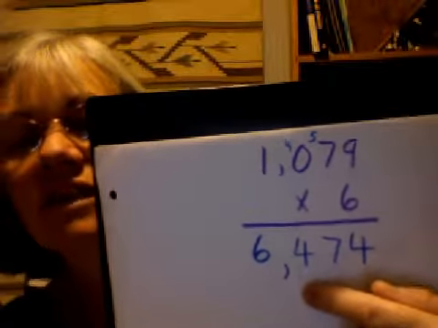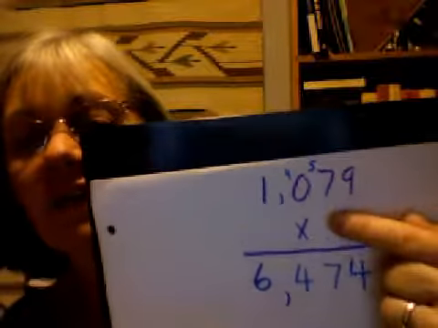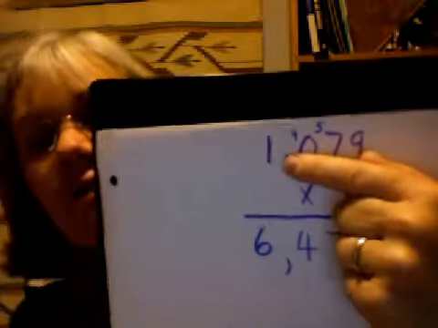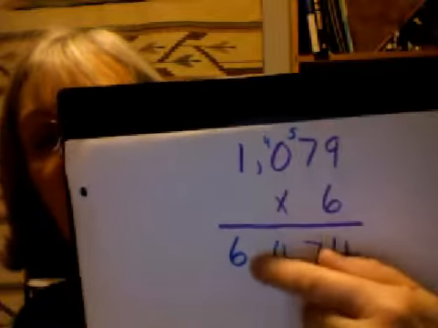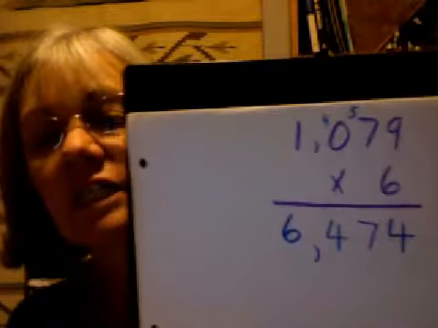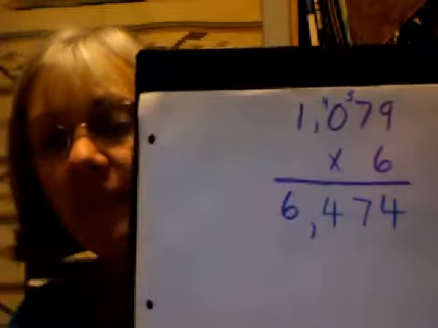Next, we multiply the thousands. 6 groups of 1,000 makes 6,000. There's nothing that we have to regroup with, so our answer, the thousands place value, is 6,000. And the answer in the end is 6,474.